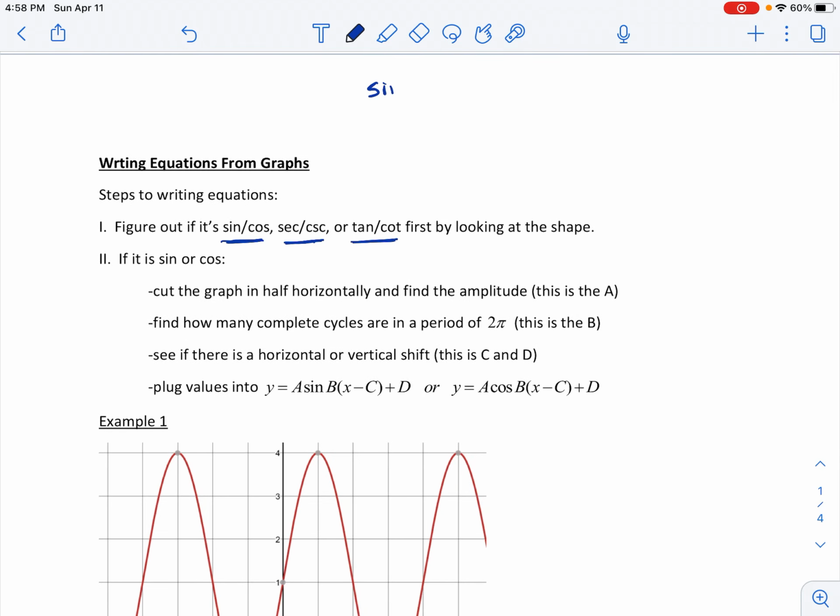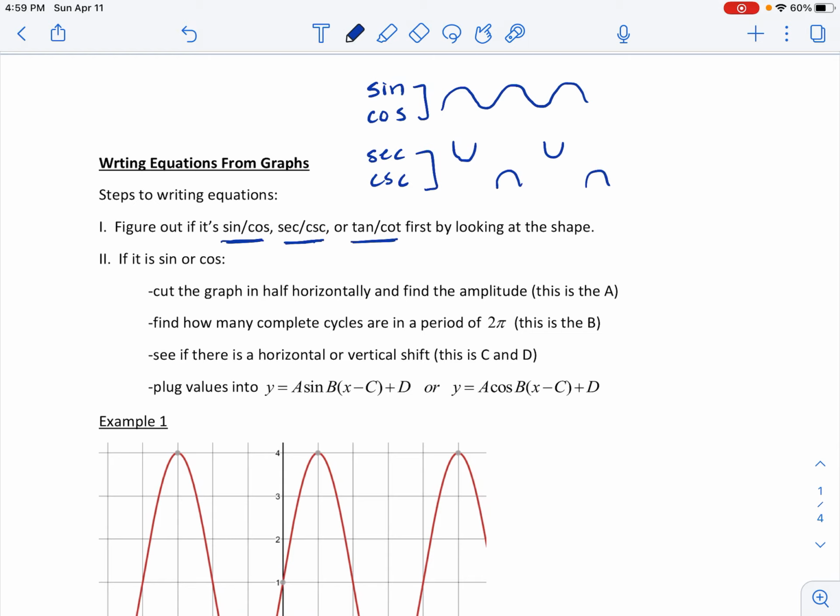So a sine or a cosine function, these are kind of hard to tell apart, but these guys are going to be those waves, so they're going to look like this. Those are going to be your sine and cosine functions. Now, the secant and cosecant functions are going to be the flips of those waves. Remember, those are going to have those asymptotes, and they are going to look like this. They're going to be the flipped parabolas. Those are kind of easy to tell apart as well.